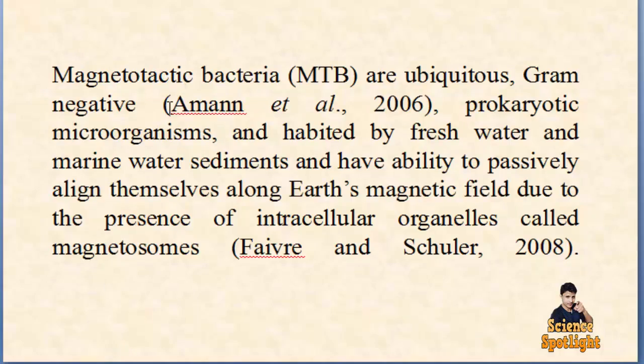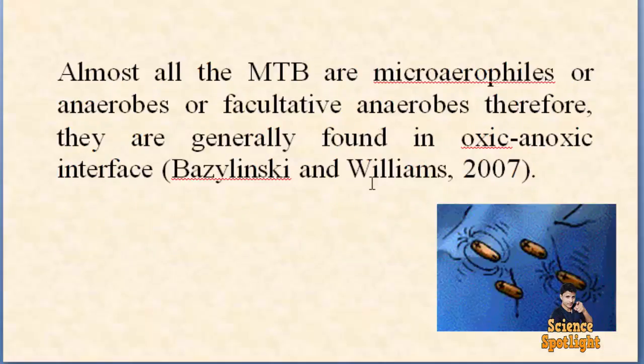Coming to some introduction about magnetotactic bacteria, these bacteria are ubiquitous. They exist all over the world, belong to gram-negative prokaryotic microorganisms, and usually inhabit freshwater and marine water, and the sediments of both, and have the ability to passively align themselves along Earth's magnetic field due to the presence of an intracellular organelle called the magnetosome. Almost all magnetotactic bacteria are microaerophiles, anaerobes or facultative anaerobes. Therefore, they are generally found in a region called the oxic-anoxic transition zone or oxic-anoxic interface.